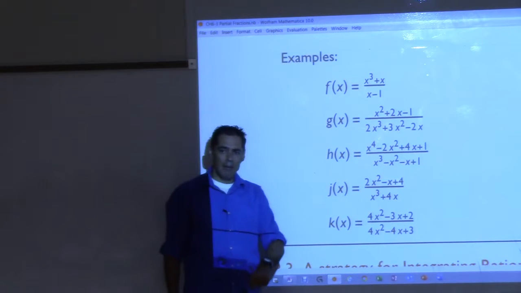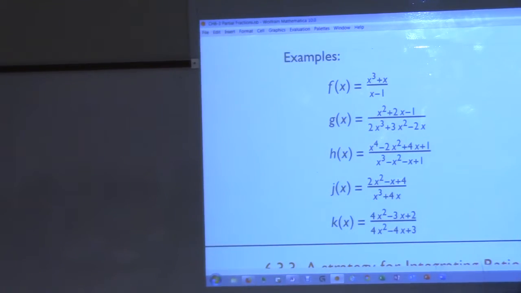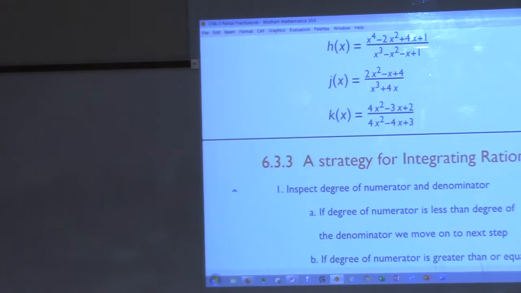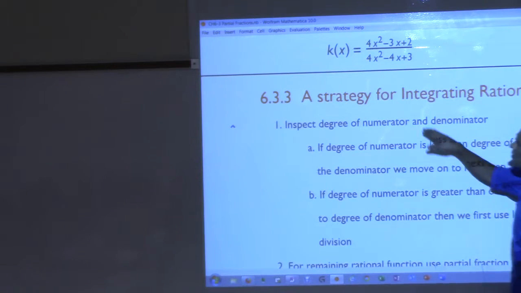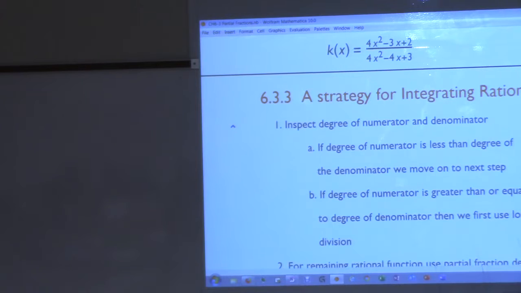What we're trying to establish right now is a procedure for integrating these types of functions, finding the antiderivatives, right? So there's a strategy for doing it. Here's the strategy. First thing you're going to do is take a look at the rational function and inspect the degree of the numerator and denominator, and compare them. You actually did that back in college algebra when you were trying to find the left and right hand behavior of rational functions. Do you remember that?